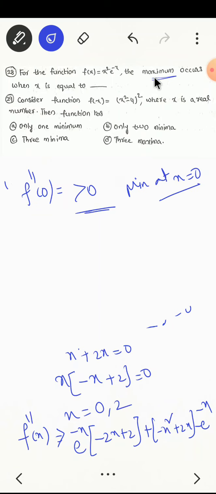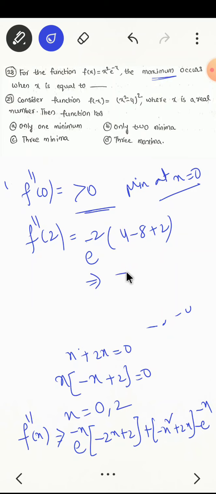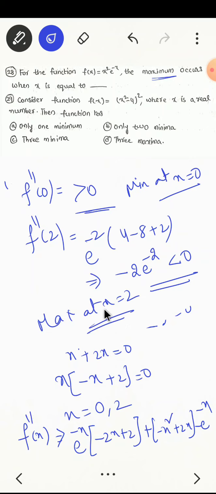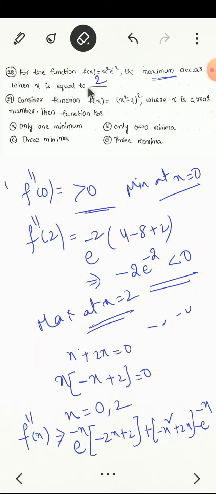But they are asking maximum occurs at. So substitute at 2. F double dash of 2 will be, if I substitute 2, e raised to power minus 2 into 4 minus 8 plus 2. You just check it out. I am getting it as minus 2 e raised to power minus 2, which is less than 0. Less than 0 means maximum at x equal to 2. So maximum at x equal to 2. So 2 will be the correct answer for the given problem.